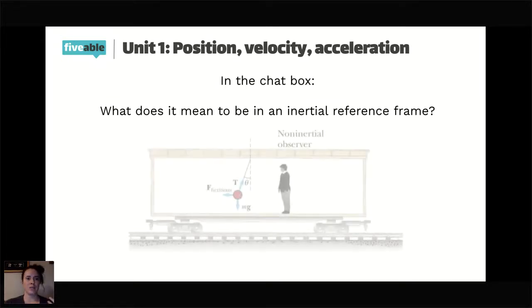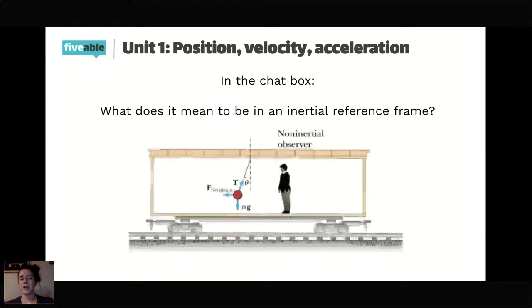So if, say, we're on a train car that's accelerating, this would not be an inertial reference frame because that acceleration is going to cause that pendulum to tilt. So we're like, yes, something fishy is going on here. We must be accelerating. So Newton's second law only works in an inertial reference frame. That's when acceleration is equal to 0, no net force, velocity is 0, or velocity is constant, excuse me. Good job, team.